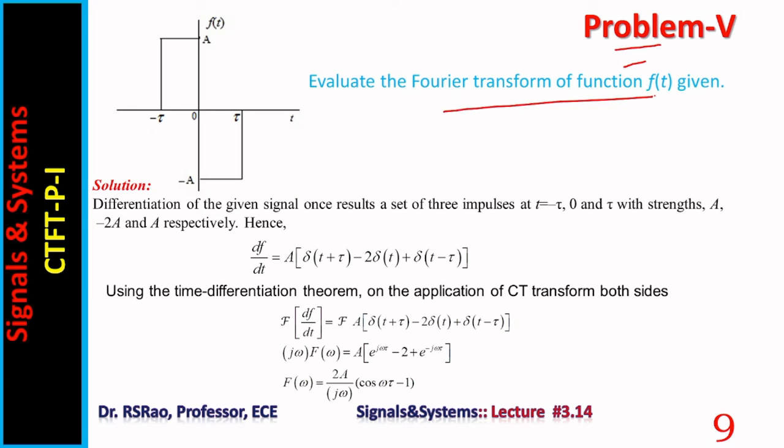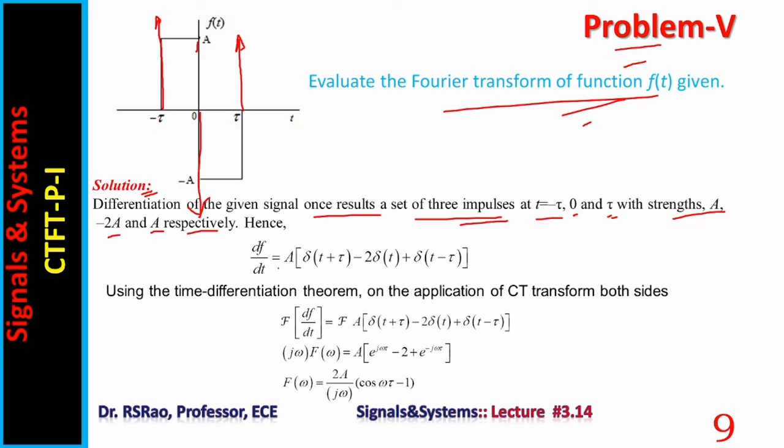Another problem: evaluate the Fourier transform of the function f of t. Here also we use the time differentiation property. Solution: differentiation of the given signal once results in a set of 3 impulses at t equal to minus tau, t equal to 0, and t equal to tau, with strengths a, minus 2a and a respectively. Differentiation gives one impulse here, another impulse here, the third one here.